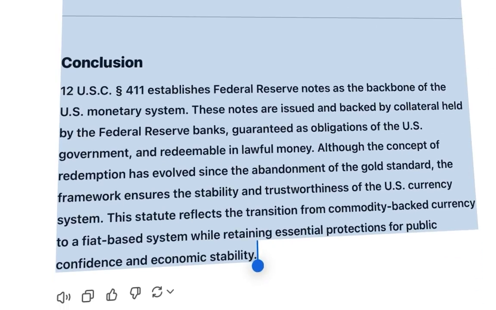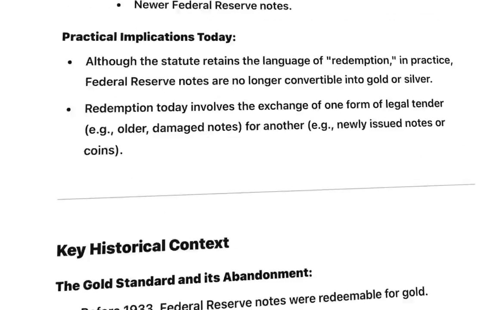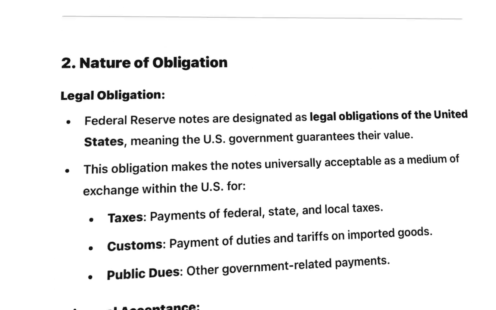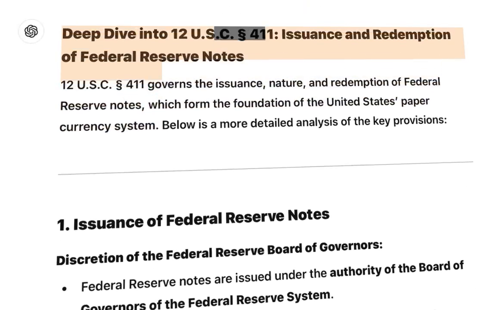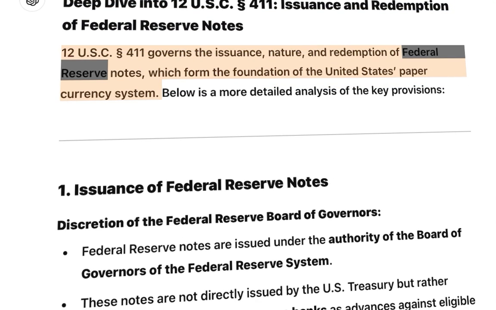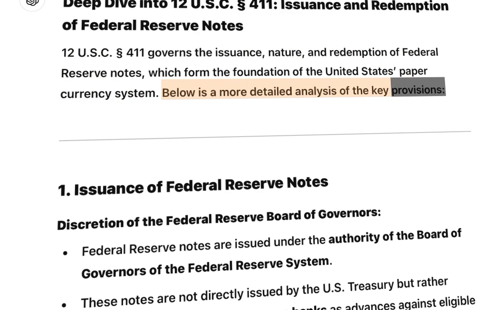Deep dive into 12 U.S.C. Section 411, Issuance and Redemption of Federal Reserve Notes. 12 U.S.C. Section 411 governs the issuance, nature, and redemption of Federal Reserve Notes, which form the foundation of the United States paper currency system. Below is a more detailed analysis of the key provisions.